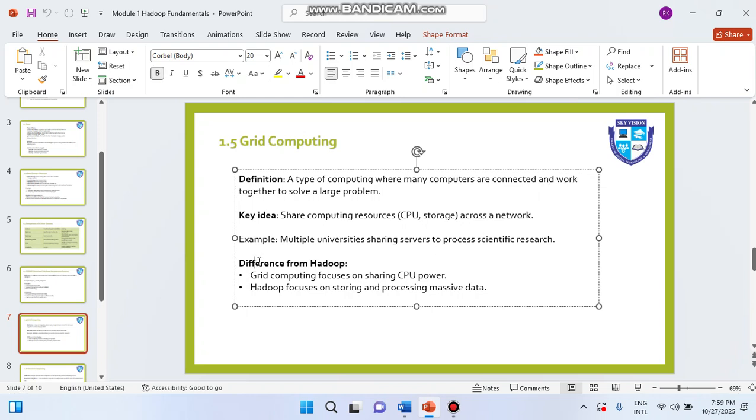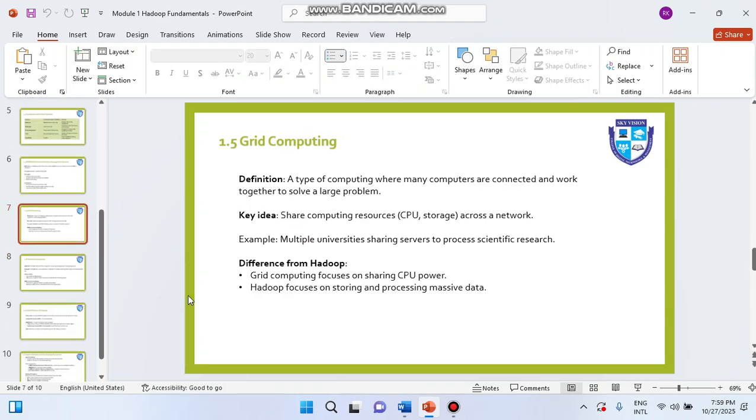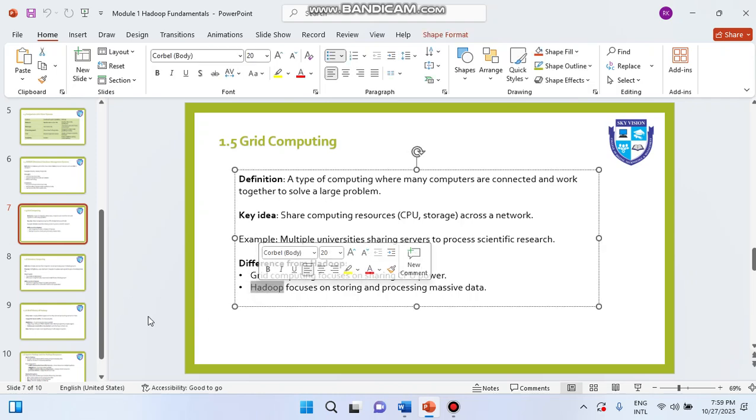Okay. Now, how is it different from Hadoop? Why is it different from Hadoop? Because grid computing focuses on sharing CPU and power. Grid systems are not meant to solve the Hadoop system problem. It is just giving you the resources they have, like hardware parts. Now Hadoop focuses on storing and processing massive data. That is the difference between grid, sorry, we can say grid and Hadoop.